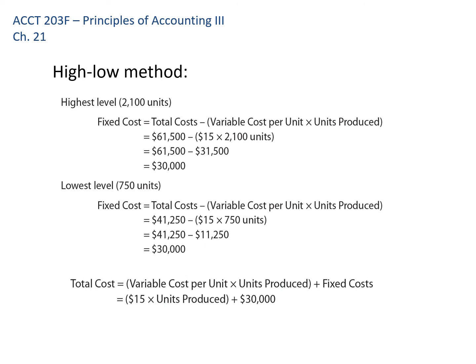So again, now I have an equation. Total cost equals $15, that's my variable cost per unit, times the number of units produced, plus $30,000. Now I can take any number of units. As an example, let's just pick a number out of the air. Let's say, what would the cost be at 2,000 units? At 2,000 units, it would be 15 times 2,000, which is $30,000, plus $30,000 in fixed cost. So my total mixed cost in this case would be $60,000 at a level of 2,000. I can do that for any number I want to be able to predict that.